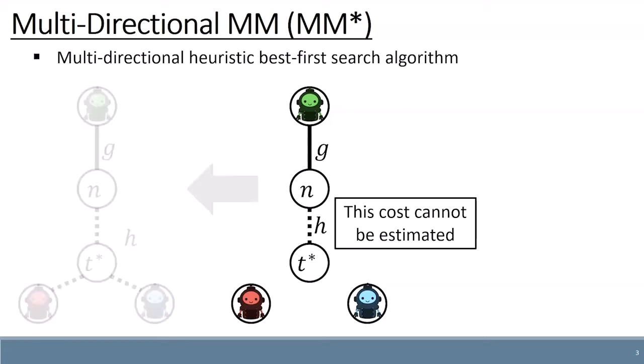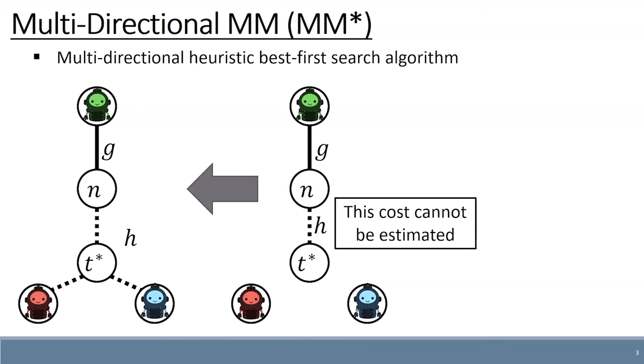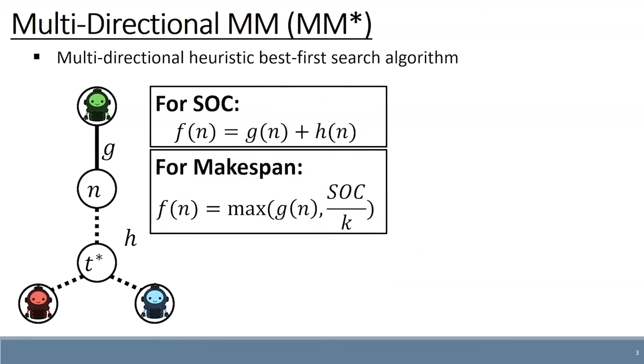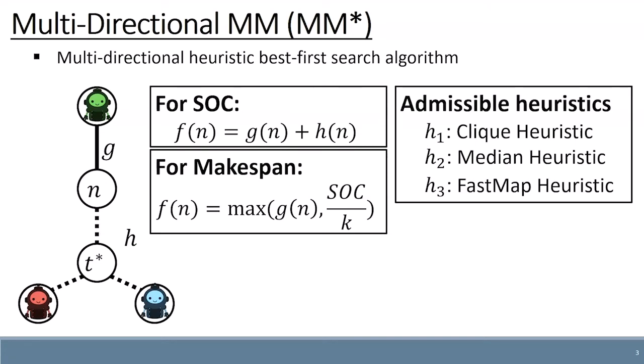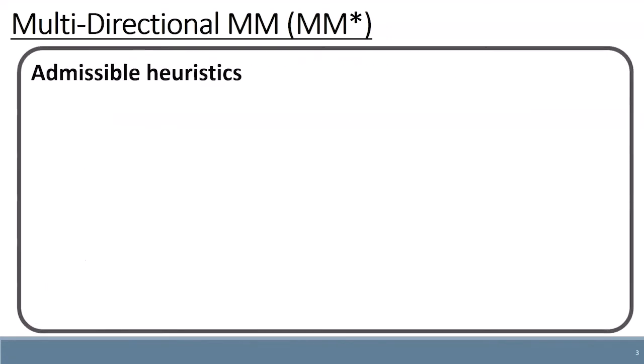Thus, the heuristic function estimates the cost to the optimal meeting location plus the cost of the other agent to get to that location. We use this heuristic for minimizing either sum of cost or Makespan, and we suggest three such admissible heuristic functions. I now briefly explain each of these heuristic functions.